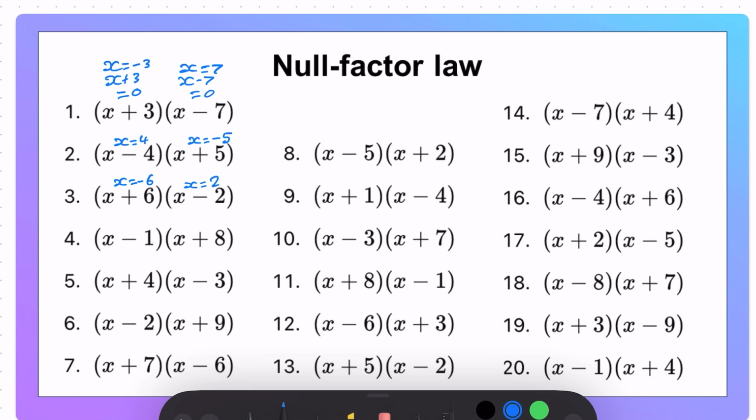And if you're not picking up the pattern right now, all we are doing is we are taking this number here and we are reversing this sign. We are taking this number and we are reversing this sign. So for question 4, x equals positive 1 and x equals negative 8. X equals negative 4, x equals positive 3.